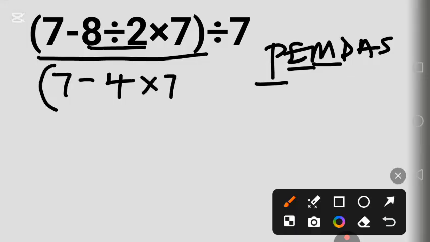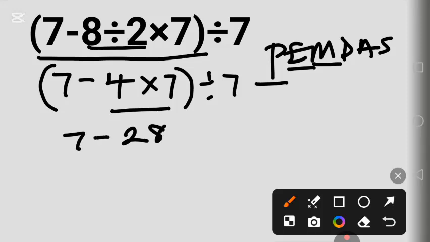7 minus 4 times 7, parentheses, divide by 7. 4 times 7 is 28. 7 minus 28, parentheses, divide by 7.